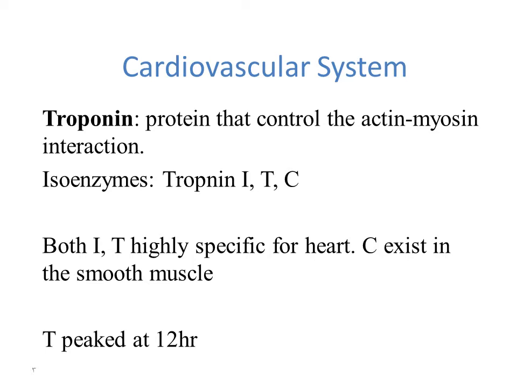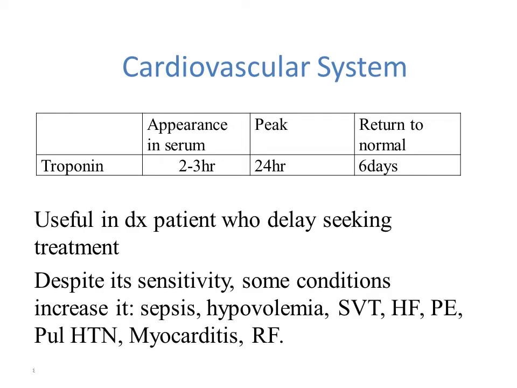The most specific cardiac enzymes for cardiac injury, to indicate and diagnose acute myocardial infarction, are troponin I and T. They appear in serum after 2 to 3 hours of cardiac injury, peak at 24 hours, and return to normal after 6 days. Useful in diagnosing patients who delay seeking treatment, اللي بتأخر إنه يروح على المستشفى بعد ظهور علامات الام اي.